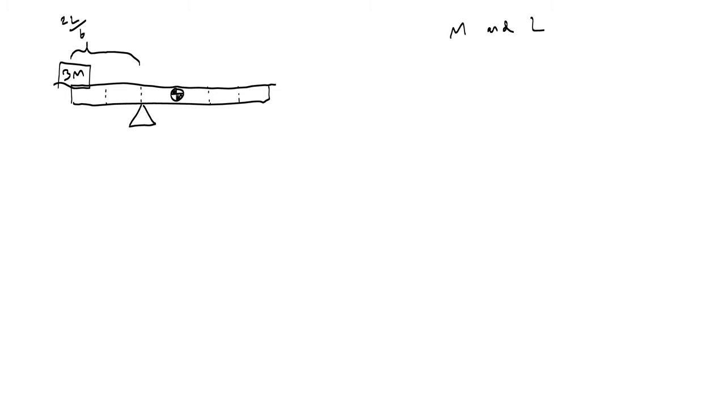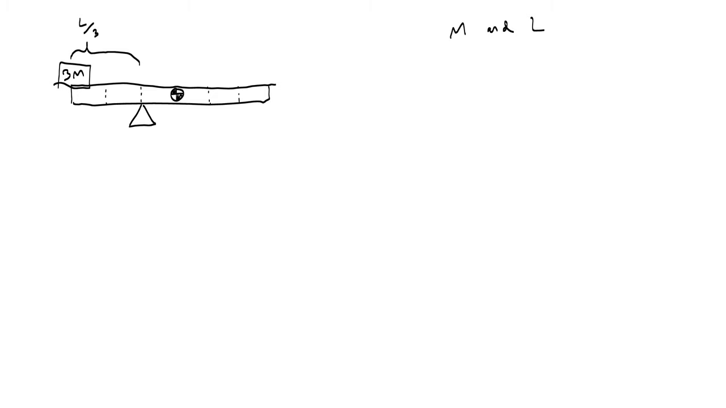Okay, so this board still has a mass of m and a length of L, but now what we're going to do is we're going to put the fulcrum here. And our box on the edge, we're going to make it a box that is 3 times as massive. We'll call it 3M. And we'll say that it is a distance of 2L over 6, which, of course, you could write as L over 3.